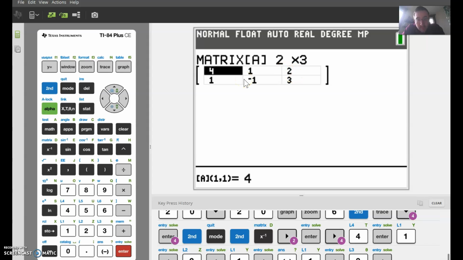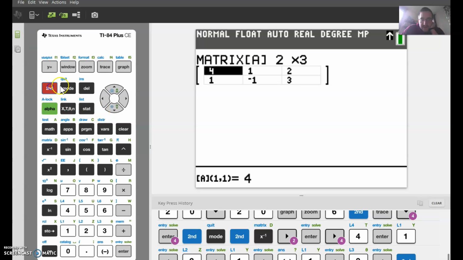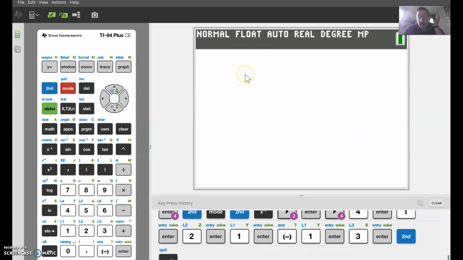And 1x minus 1y equals 3. There's my second equation. So I have officially plugged this system into the matrix. I press second quit to get out of there. Okay, so now that it's in there, watch how easy it's going to solve for x and y for us.